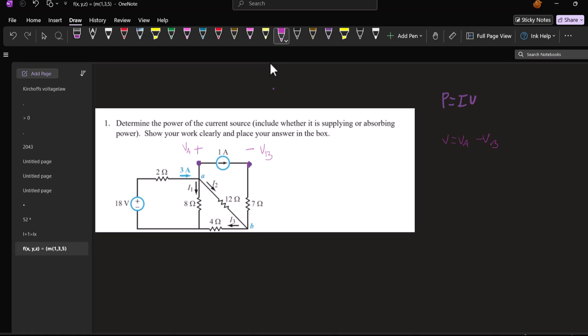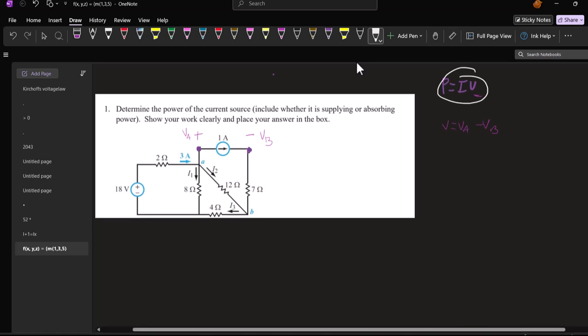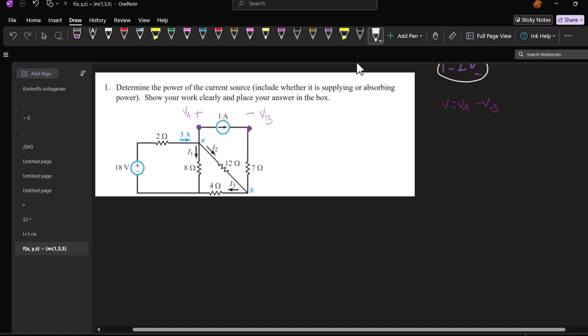And that's what we mean by positive V, the voltage at the side labeled positive minus the voltage at the side labeled negative. And the current coming into the side labeled positive means I'm going to write this as P equals IV. Alright, so let's label some voltages.